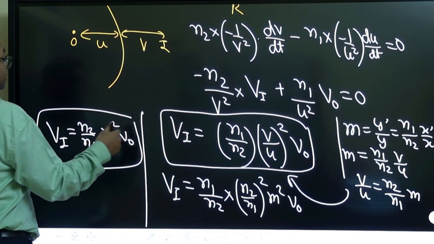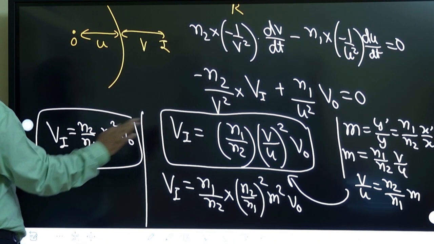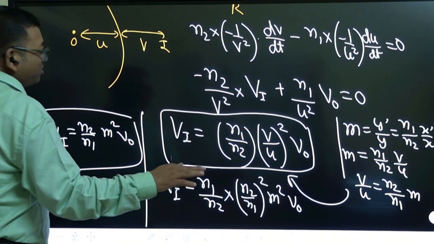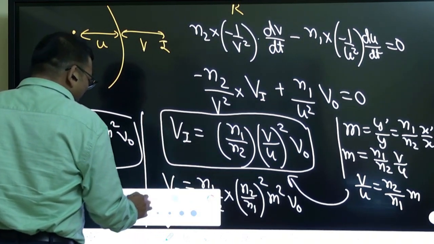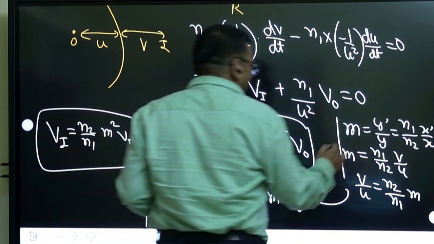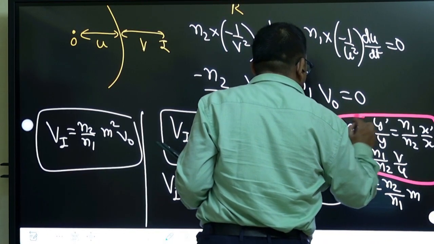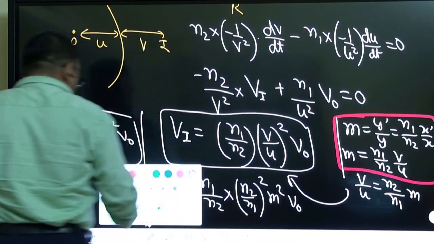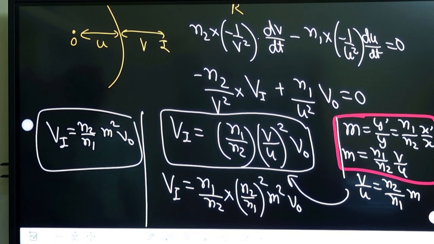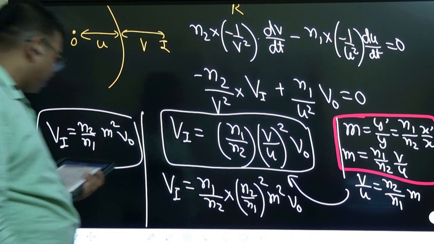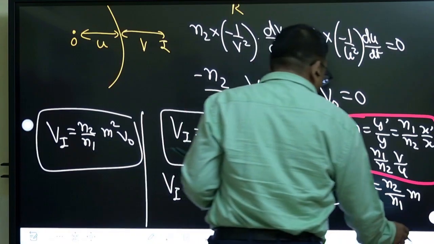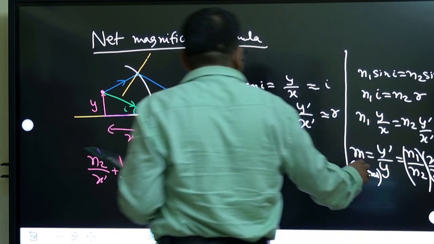What is M? M is the ratio. M is not V by U. M is the ratio of Y dash by Y. M is this one. Any confusion? Okay. Are you getting this? So this is very important to note. That's how this M was coming.